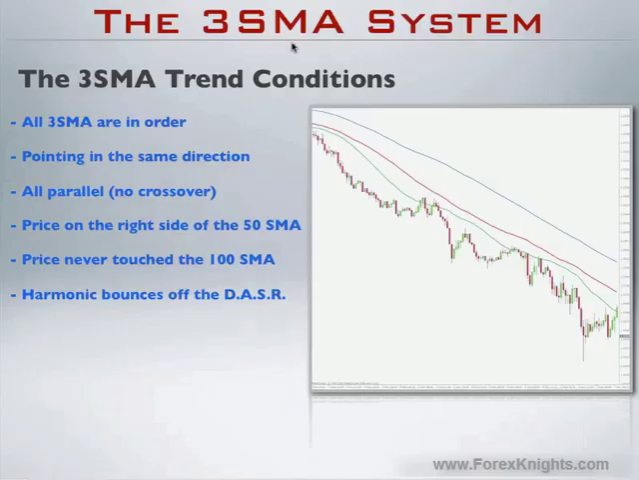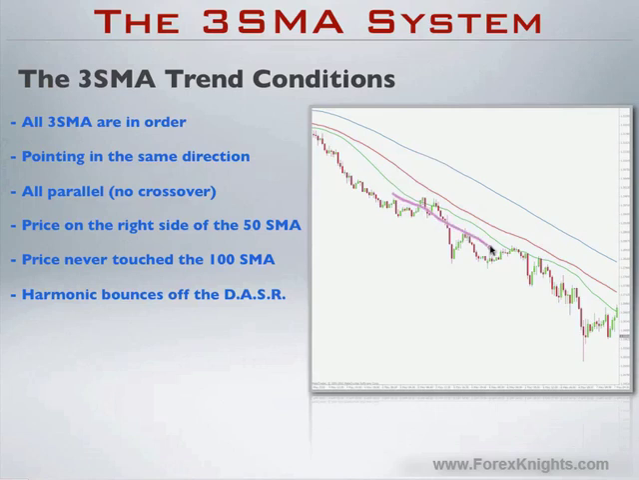Okie dokie, first condition. All 3 simple moving averages must be in order. Let's take a look at this screenshot. The green line is the 30 moving average, the red line is the 50, and the blue one is the 100. Again, 30, 50, and 100. So they all have to be in order.